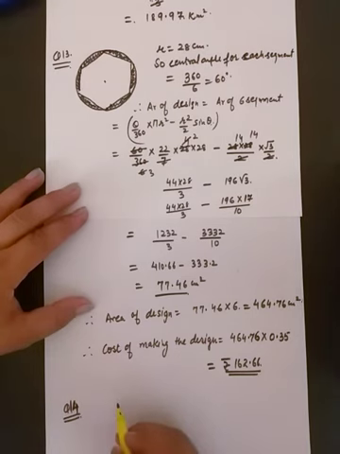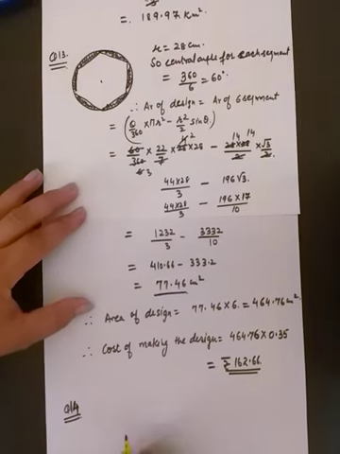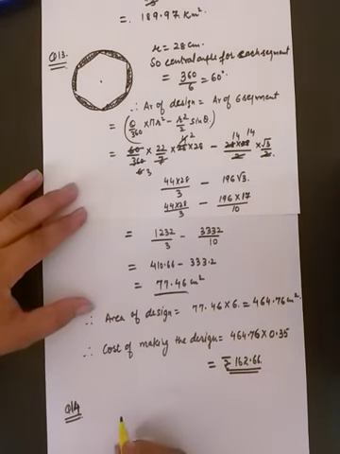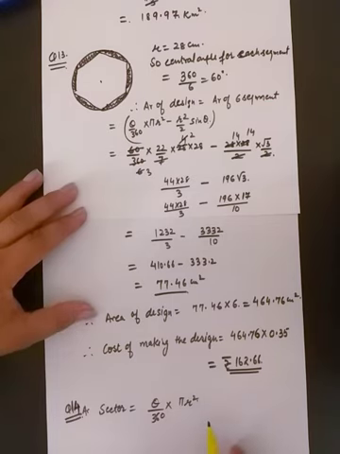Question number 14. We have to tick the correct answer. Area of sector of angle theta of a circle with radius r. Area of sector we have to find, and we know that area of sector is theta upon 360 into pi r square. But in given options no such option is there. So what we have to do here, the option number D.